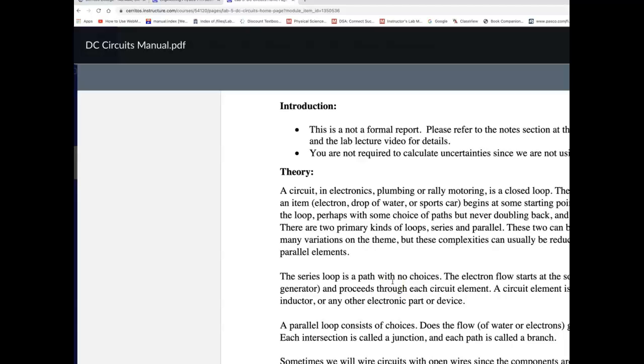And then here I will say the electrons are forced to go through that. And I will say, if I have as many components in series, all of them are going to have the same current because this is the only option for the electrons to go through. Whereas if I have a parallel loop, then I will have more options.